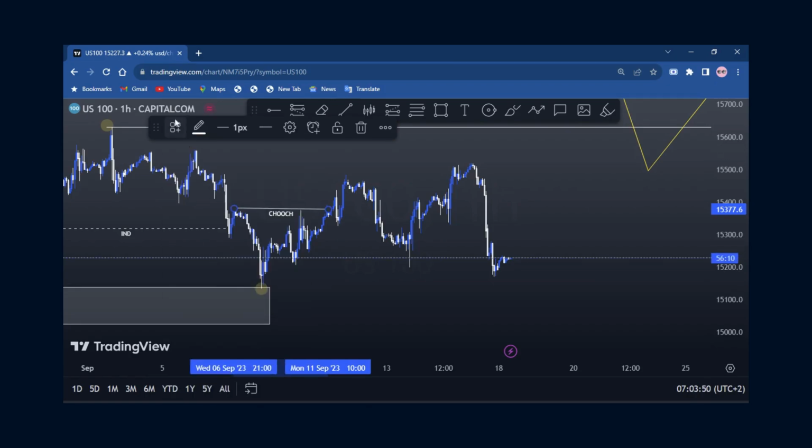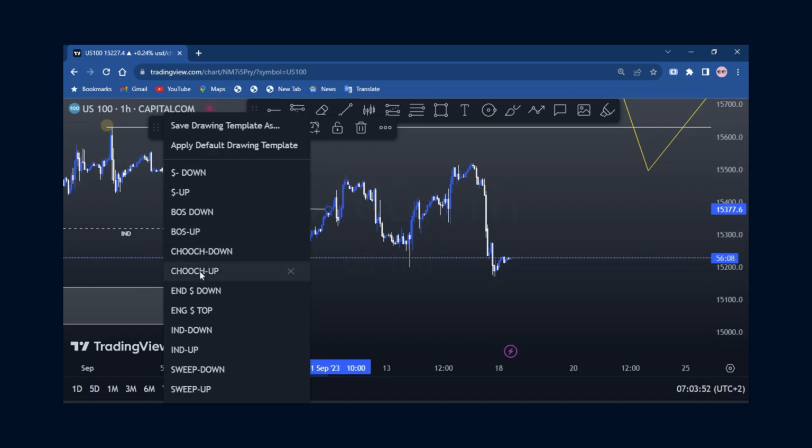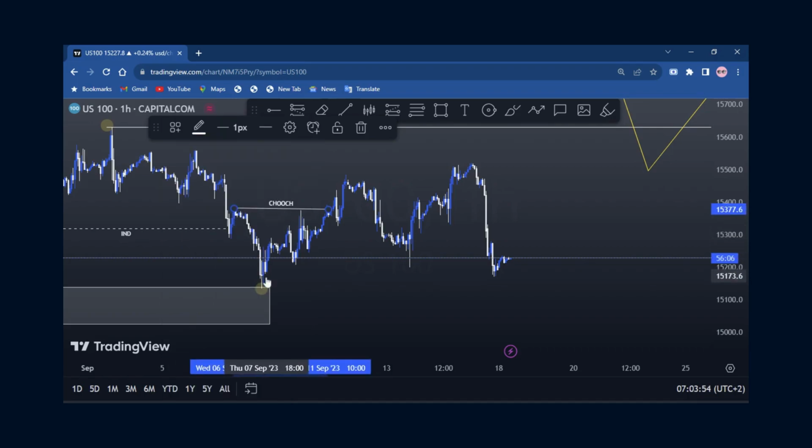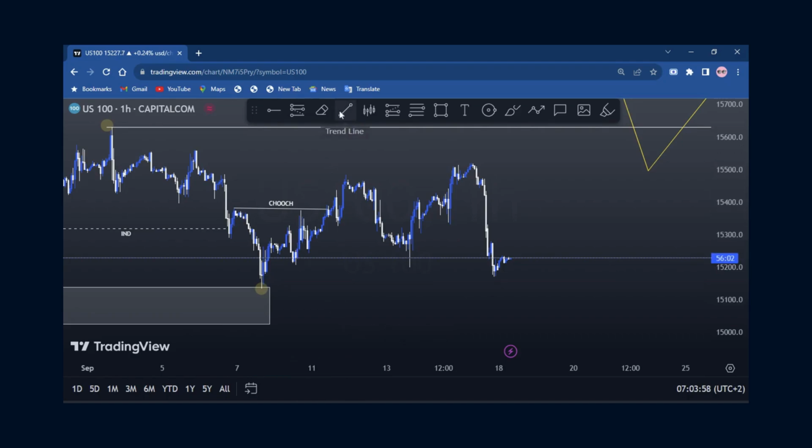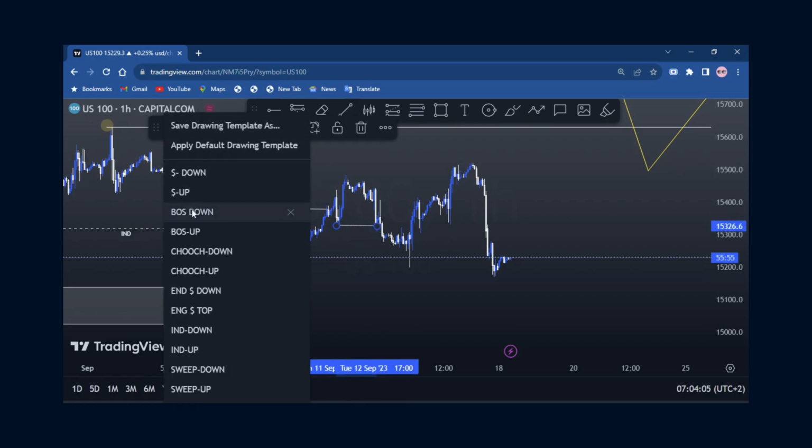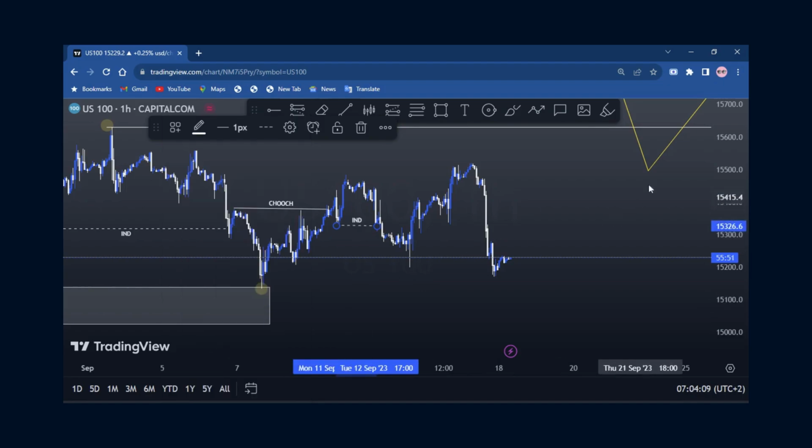So that's where we had a CHoCH, because this is a single leg. The market had a CHoCH there. Then afterwards, you need to check your inducement. This is inducement, guys. I'm repeating the same thing over and over. Forex is easy, guys, because you're just repeating the same things over and over. You just need to know how to understand them.